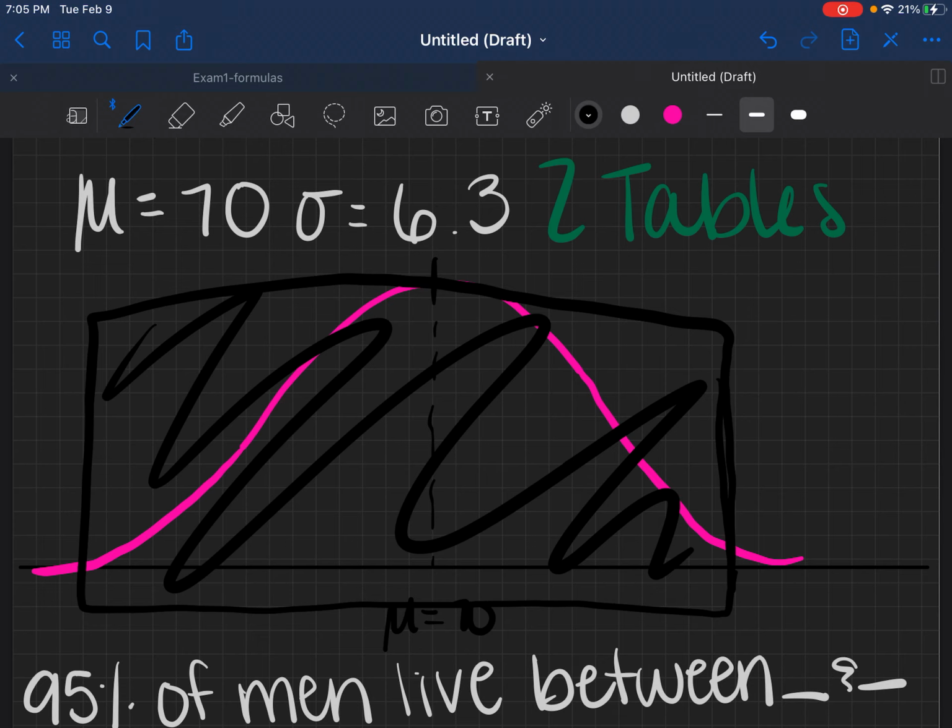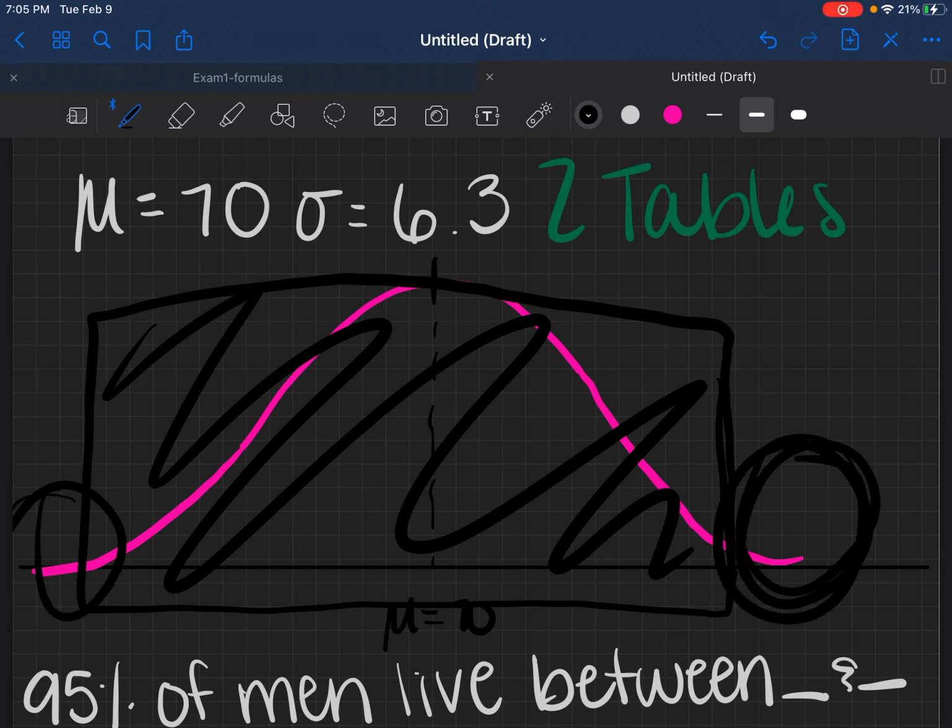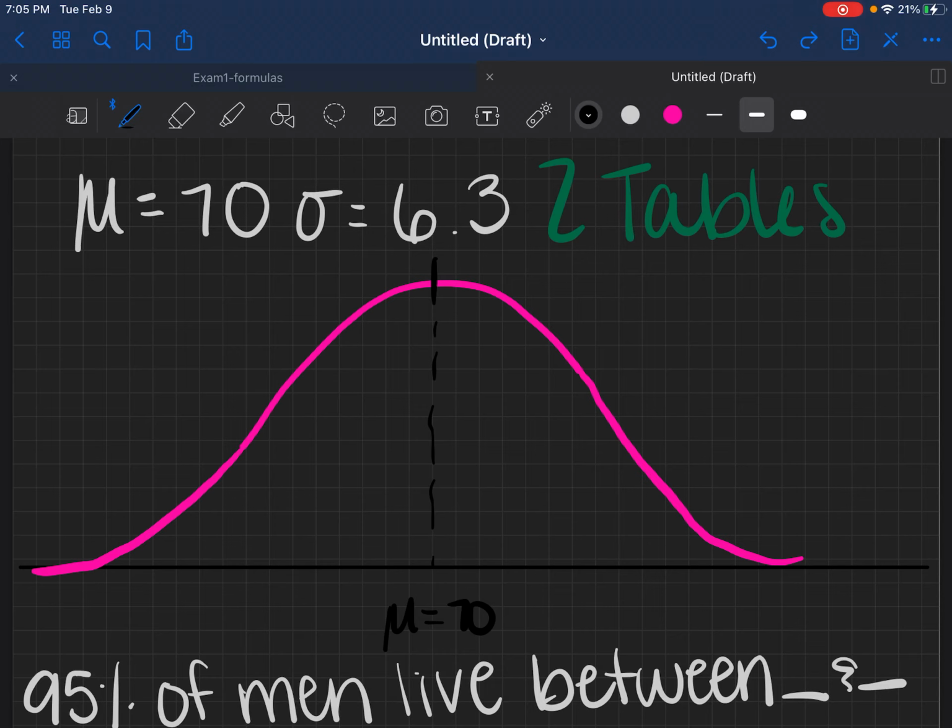So how are we going to find out what that 95% is? Well, the easiest way to do that is to find out these areas over here, find out what they are. So we got to think here, 95%, that leaves 5% total, right? Left over from 100%. 95 plus 5 is 100. And then we have this on two sides here because it's asking for the middle 95%.